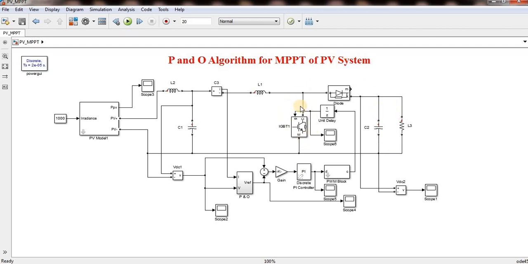I will generate the duty cycle or pulses for this switch without using any PI. That is another P&O algorithm. That is also a P&O algorithm, but another logic that I will explain in my next videos, some further videos. And if you have connected the inverter, then the logic will be different. If you have connected single stage, the logic will be different.